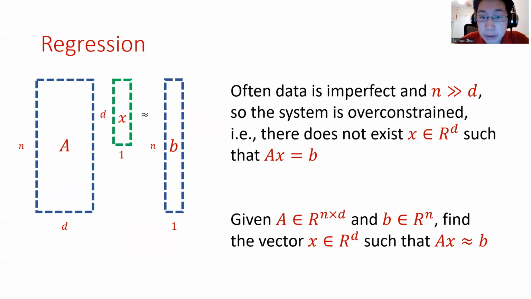So even though there may be a ground truth, often the data is imperfect and n can be much larger than d, so the system is overconstrained, meaning there may not exist a perfect x such that Ax equals b. And therefore, instead of finding a vector x such that Ax equals b, it suffices to just find a vector x such that Ax is approximately equal to b. Or perhaps that's the best thing we can do.